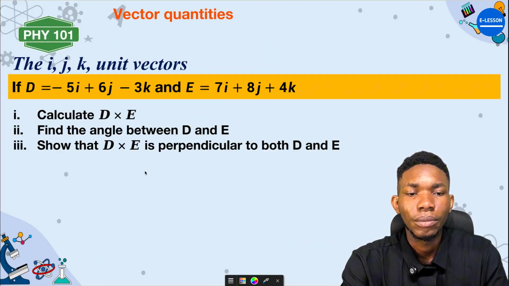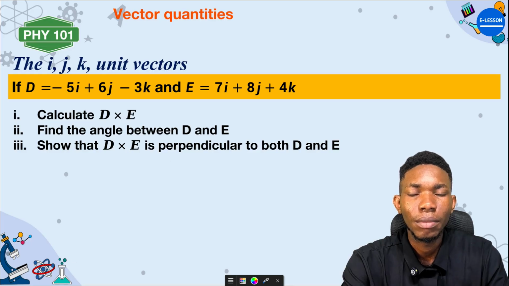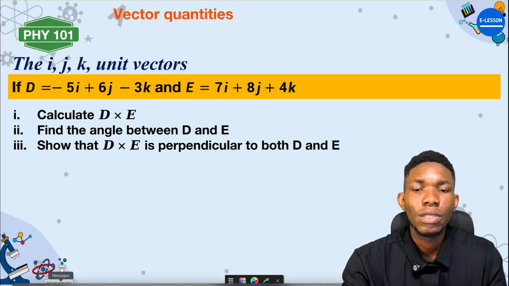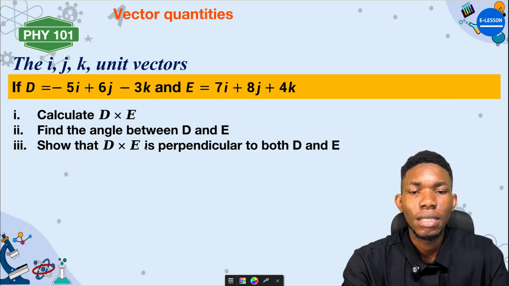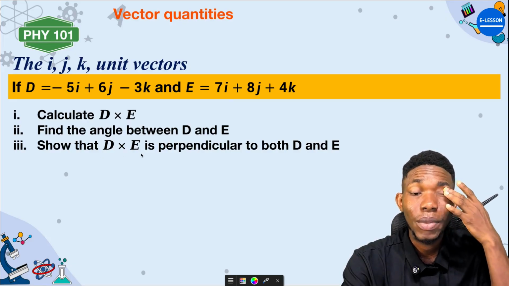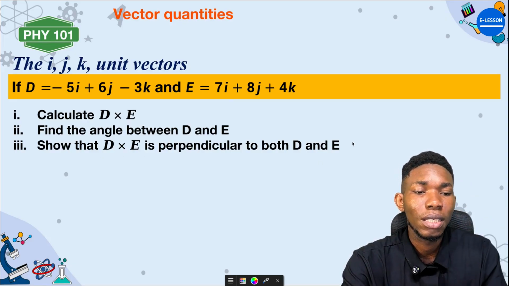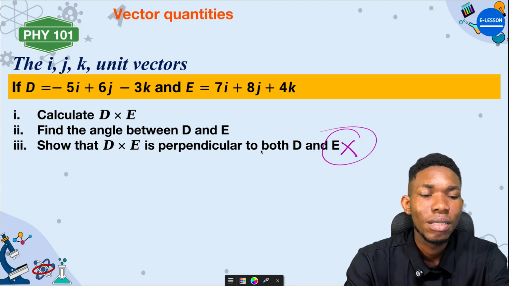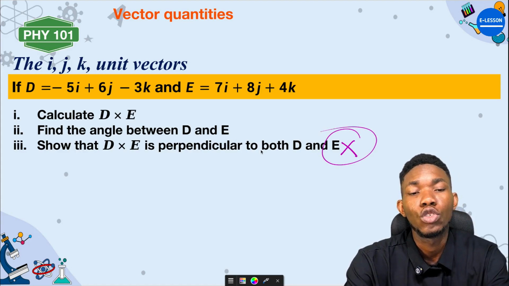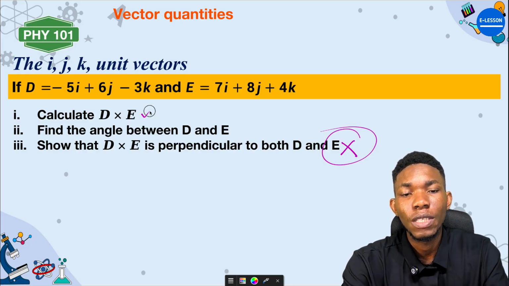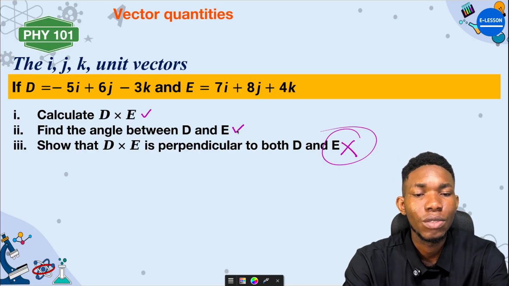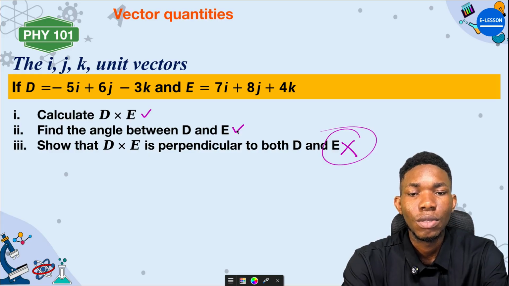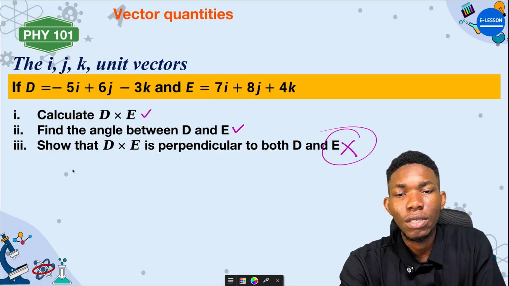All right? Now, we have another question here. Let us look at it briefly. The question says, if D is equal to this and E is equal to this, find D cross E. Find the angle between D and E. Then show that D cross E is perpendicular to both D and what? E. This particular question, you don't need to bother yourself about it because it's sure. Are you getting it? We are only going to solve these first two. These are the ones that are important to your exam. Is that understood? So the first one is D cross E.